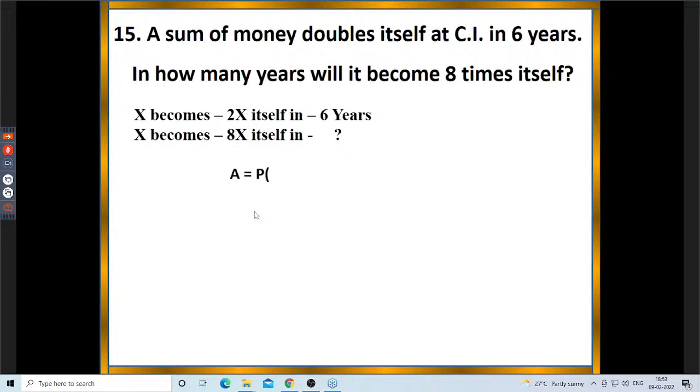Please see the screen, how to calculate easily. Don't get confused without knowing the R value, without knowing the x value. In this particular case, the amount value is 2x, the P value is x, x becomes 2x in 6 years. So 2x equals x into 1 plus r by 100 whole power 6. On the right hand side and left hand side, x and x cancel out, leaving 2 equals 1 plus r by 100 whole power 6.